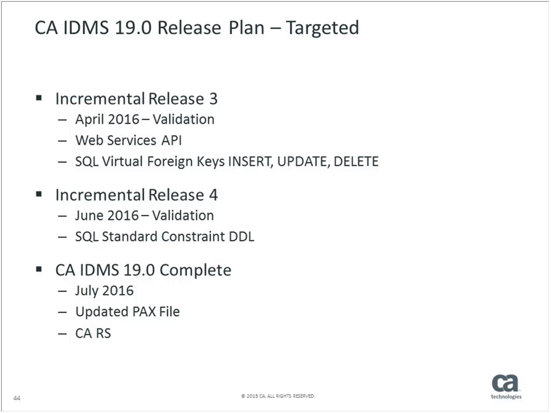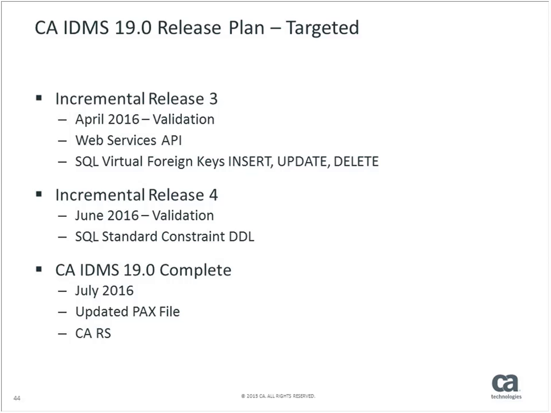And then incremental release 4, which is targeted for June for validation. That's our last incremental release that we plan. It's a very short cycle. We plan to make the standard constraint definition DDL available, as well as any other things that we need to clean up the release. And finally, in July, IDMS 19, our target is to make IDMS 19.0 complete.